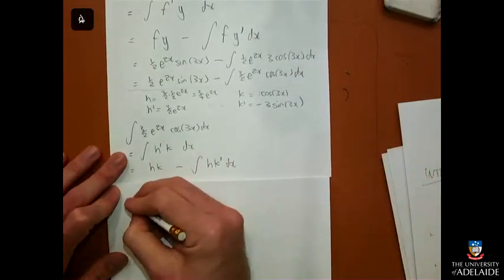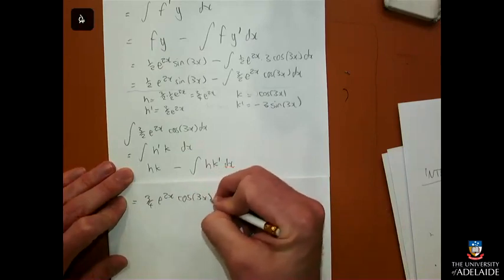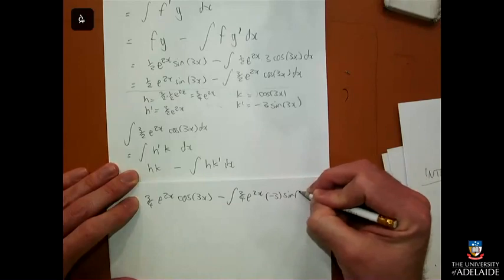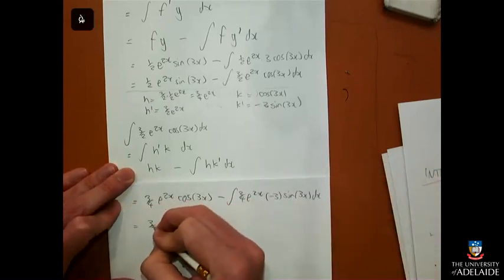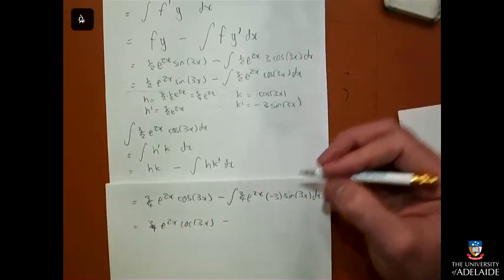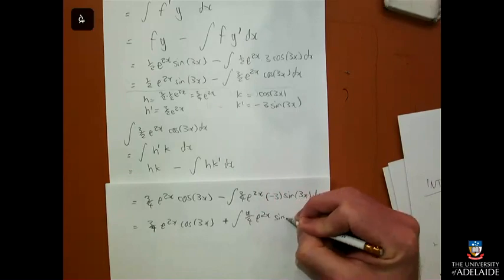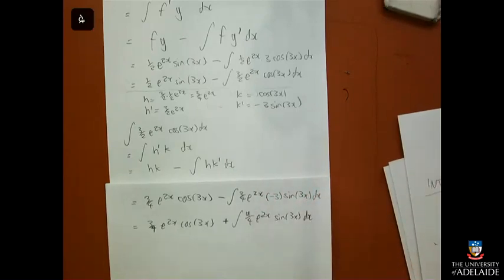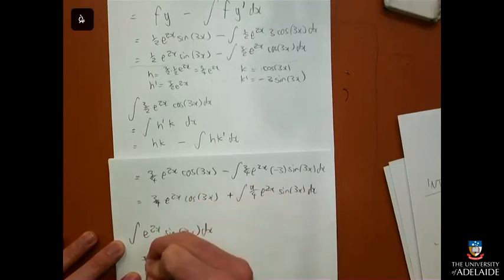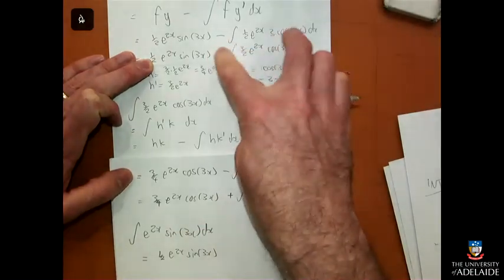So let's see what happens. I get h is 3/4 e to the 2x. K is cos 3x. H is 3/4 e to the 2x. And k is minus 3 sine 3x. So that minus could go with that to make a plus, and then I'll have 9/4. All right, so let's just write down where I'm up to. So the integral of e to the 2x sine 3x dx is half of e to the 2x sine 3x minus this answer.